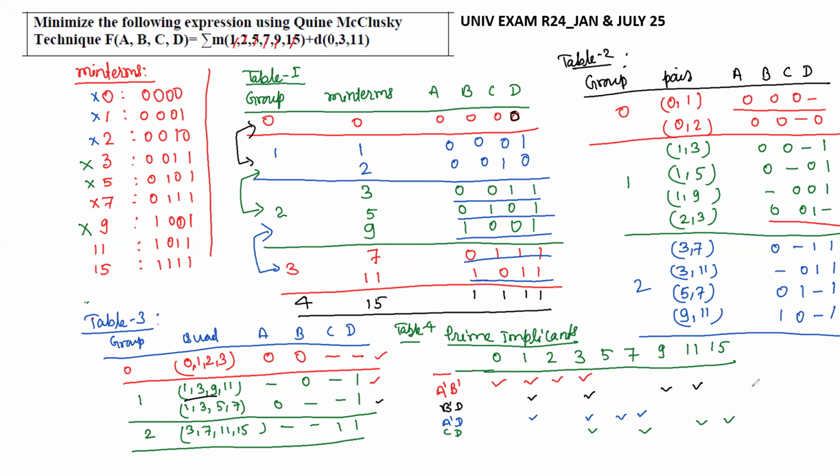So finally, no need to go back to the previous table. F is equal to A dash B dash plus B dash D, plus A dash D, plus CD. Somebody may write bar in place of dash; you can write the bar also. This is also a sure question.